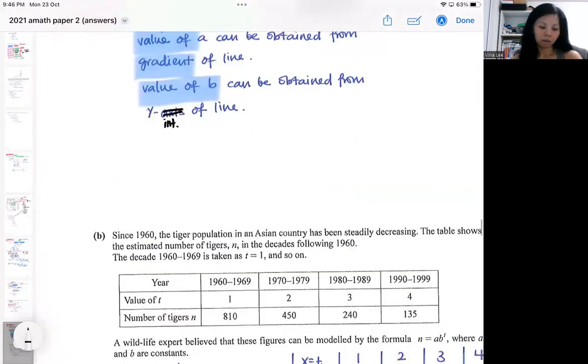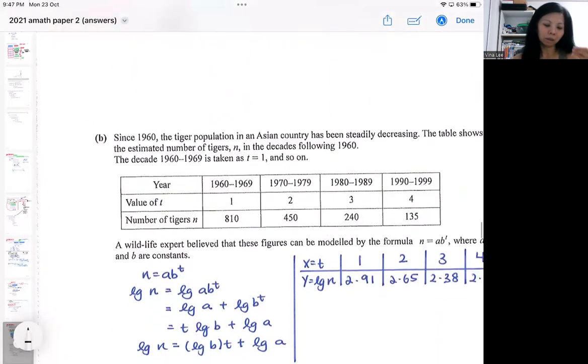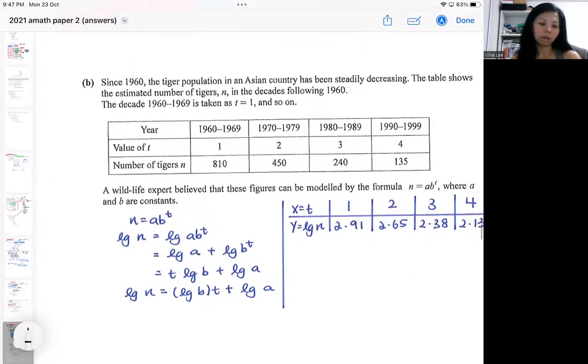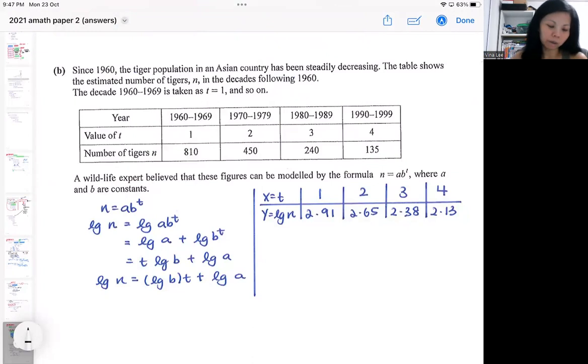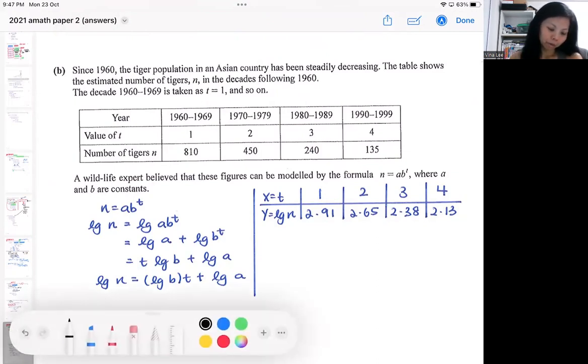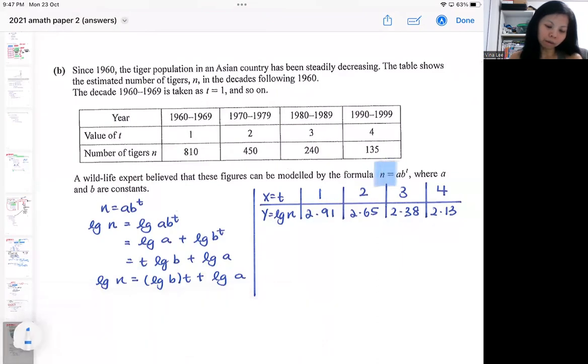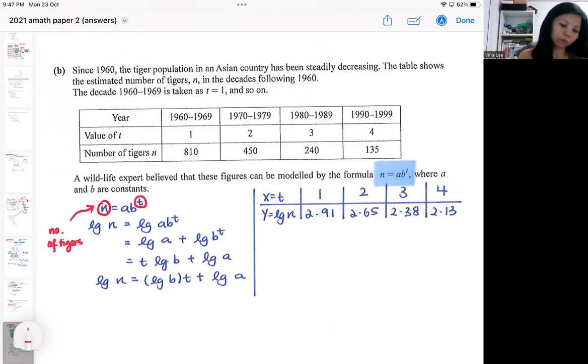The second one is asking us to find some values. In the second part here, they talk about a tiger population. They give you the year and the number of tigers that they recorded. So we are modeling a tiger population. This formula is modeling the tigers, the population meaning how many tigers there are, with respect to time.